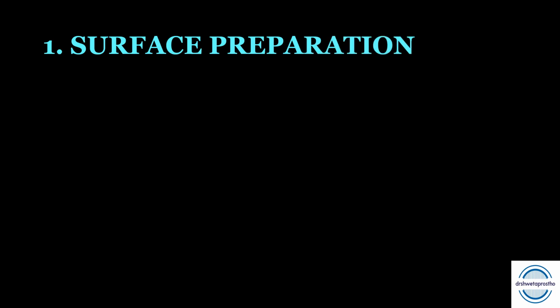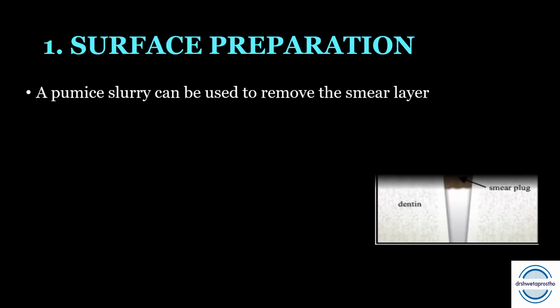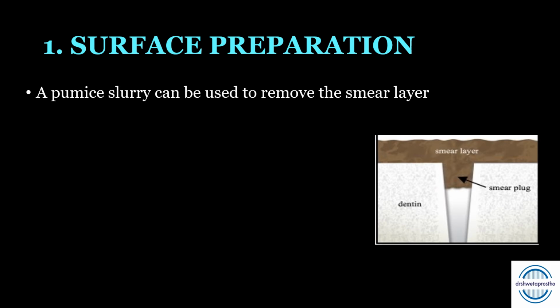The first step is the surface preparation, that is the preparation of the tooth surface. In this, first, a pumice slurry can be used to remove the smear layer. A cotton pellet can be used with a pumice slurry. The smear layer is formed after the cavity preparation, which is very important, and it should be removed.